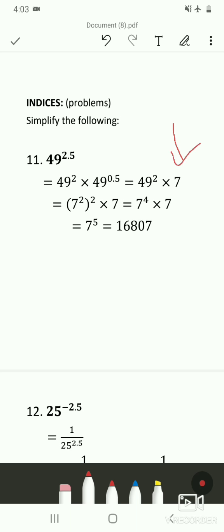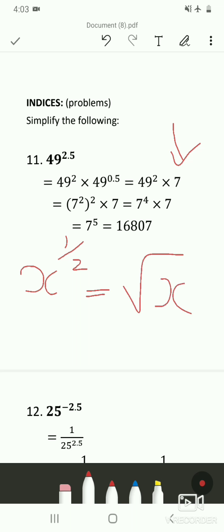How we got the 7 is, 49 raised to 0.5 is nothing but 49 raised to 1 by 2, because 0.5 can be written as 1 by 2, and also anything raised to 1 by 2 is nothing but the square root of that number. So here the square root of 49 is nothing but 7. So this is how we got this 7.